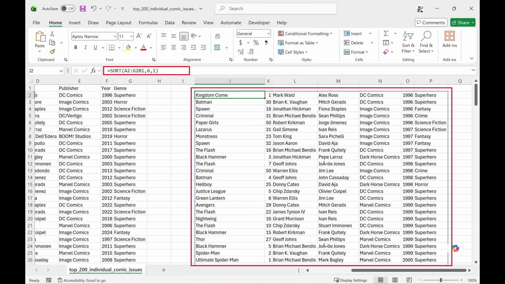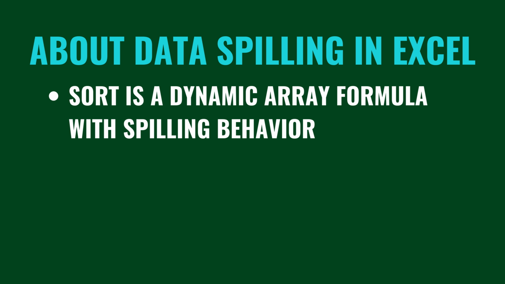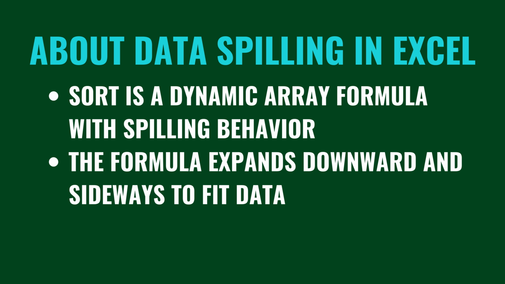This tells Excel to look past the titles, writers, and publishers and focus its sorting logic entirely on the numerical year values. Because the sort function is a dynamic array formula, it features a behavior known as spilling. This means the formula automatically expands downward and sideways to fill as many cells as the original dataset requires.